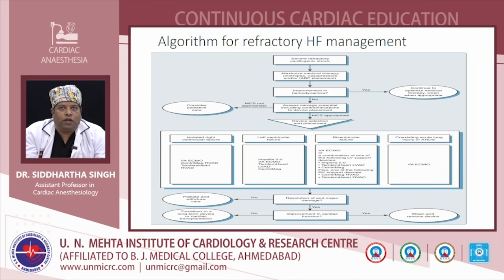So this is the algorithm for refractory heart failure management. Severe refractory cardiogenic shock: maximize medical therapy. If the patient's hemodynamics improve, yes, then continue the therapy. If no, then assess the salvageable or recovery potential of the patient. Is the patient fit for mechanical circulatory support? If no, then we will go for palliative therapy. If the patient is fit for mechanical circulatory support, then we will definitely go for MCS therapy, and according to the indication, we will choose long-term or short-term therapy.